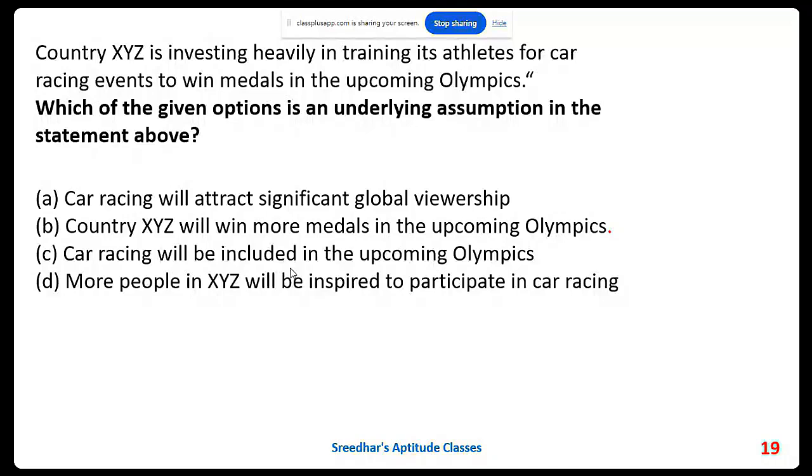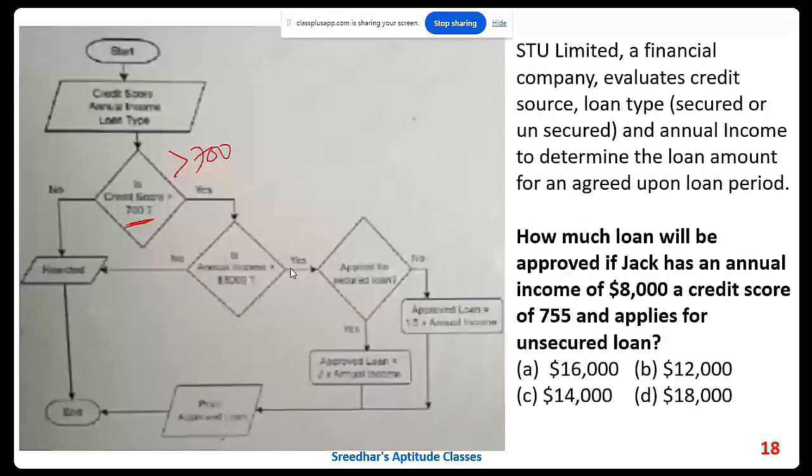Right. Clockwise left, anti-clockwise left, right. Okay. Directions. What is the meaning of followed by? Okay. Sorry, we have to answer this, right? I'm sorry, the question has changed. So we have to answer this flowchart one. How much loan will be approved if Jack has an annual income of $8,000 and a credit score of 755 and applies for an unsecured loan?